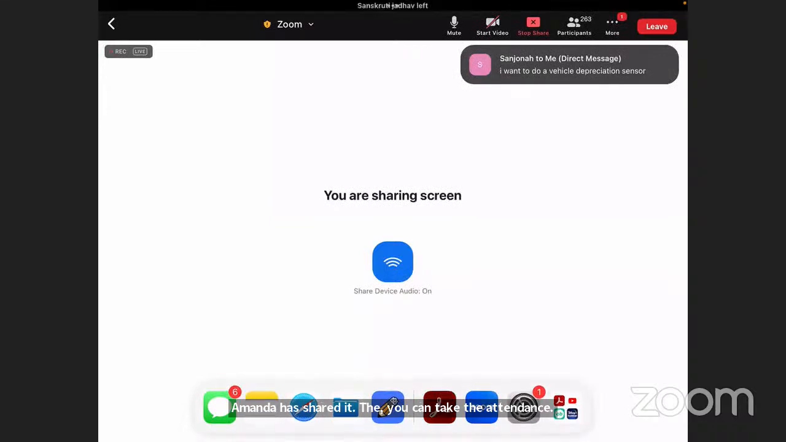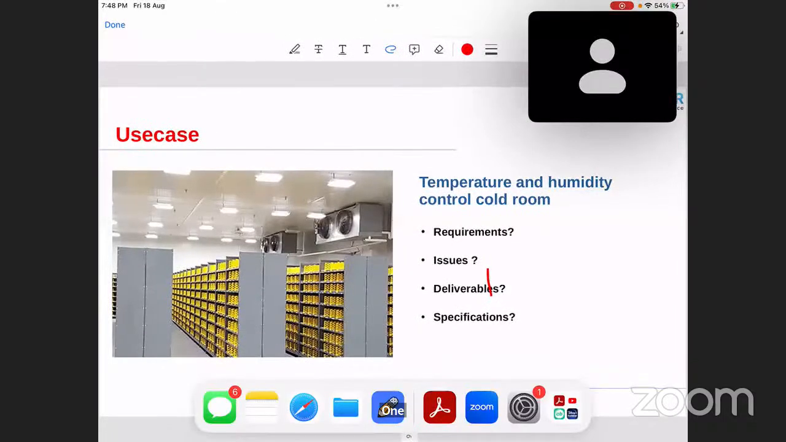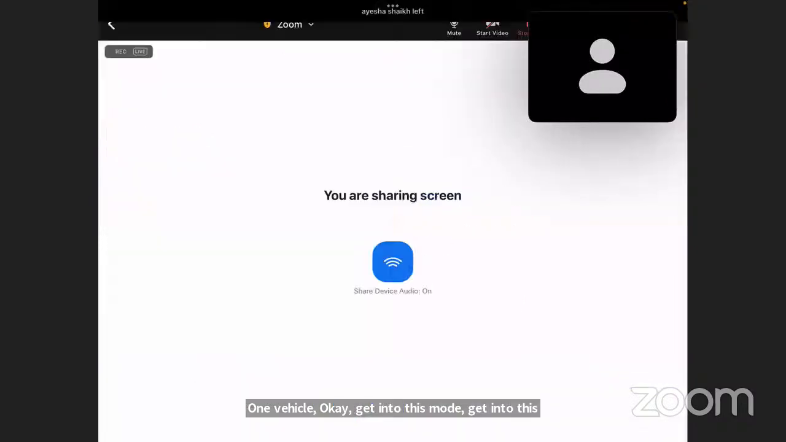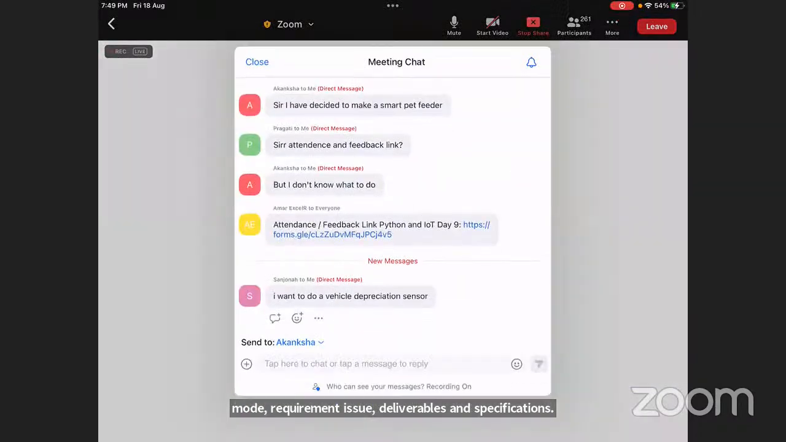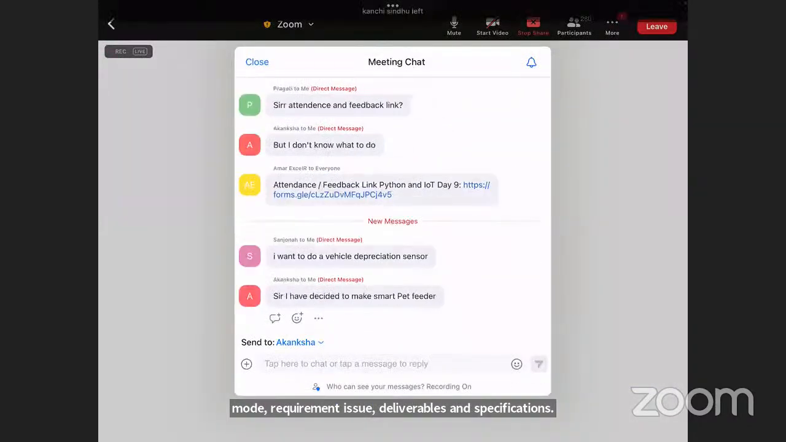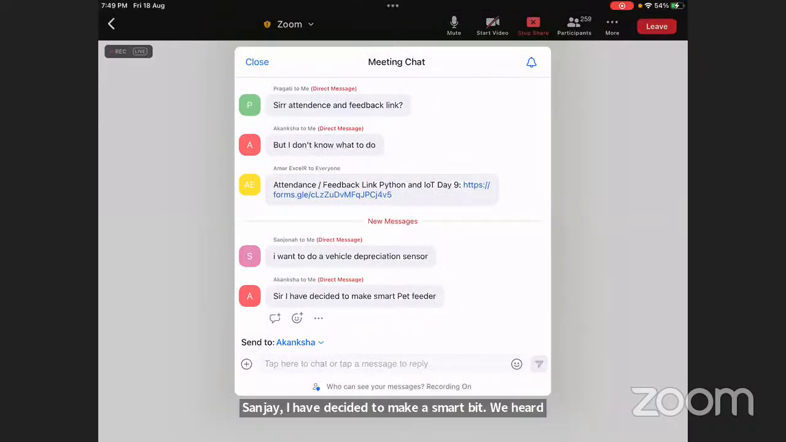You want a vehicle description sensor? Okay. Get into this mode. Requirement, issue, deliverables, and specifications. Sanjay, I have decided to make a smart pet feeder. Yeah, Akansha, we heard you. We hope that you will give some specifications and at least the issues and what you want from it.